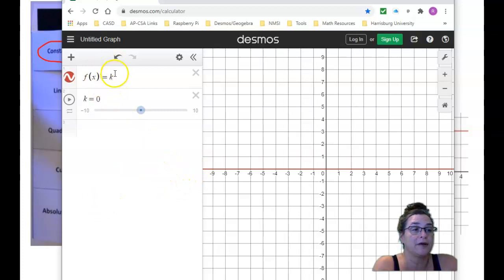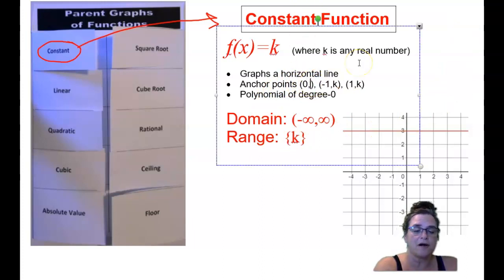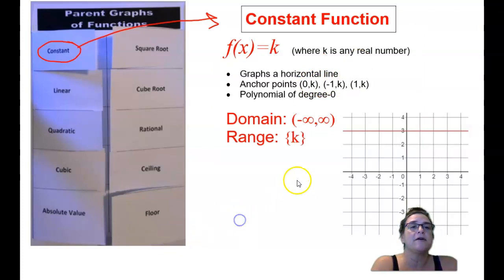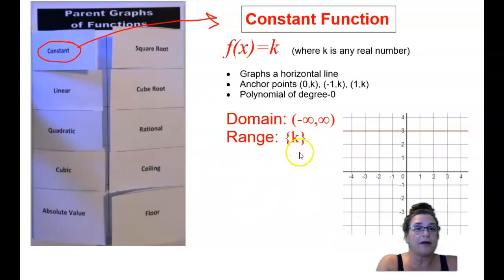Any real number really could be the value of k, and it's going to always make that horizontal line through the graph. So the anchor points then for the constant function are, whoops, that should say (0, k) for the y-intercept. Then we have (-1, k), (1, k). It doesn't matter what value we put in for x, the output, the y value, is going to always be k. The domain then is all real numbers, -∞ to +∞, and the range is just the single element k. So we use set notation to write the range.